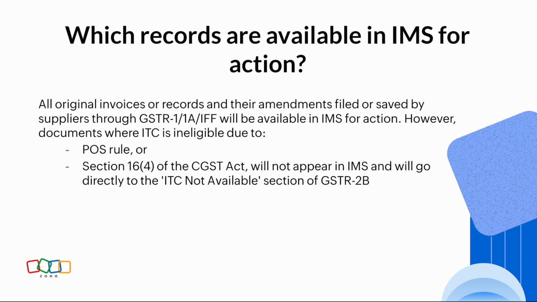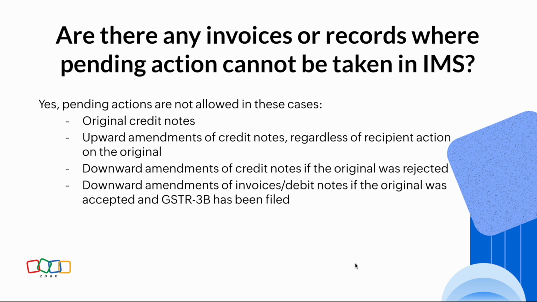Are there any invoices or records where pending action cannot be taken in IMS? Yes, pending actions cannot be taken for original credit notes, or if there are any upward amendments of credit notes regardless of the recipient action on the original, and if there are any downward amendments of the credit note if the original was rejected, and downward amendments of invoices or debit notes where the original was accepted and has been filed in the GSTR 3B.